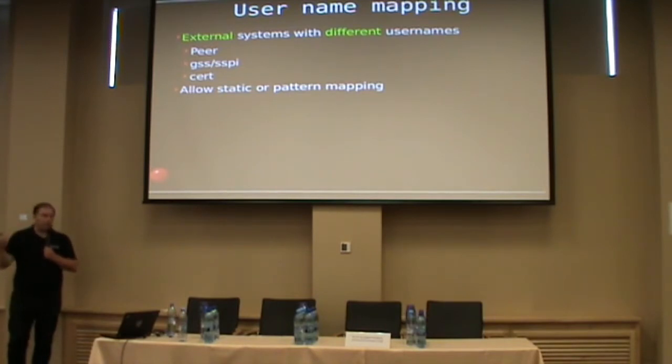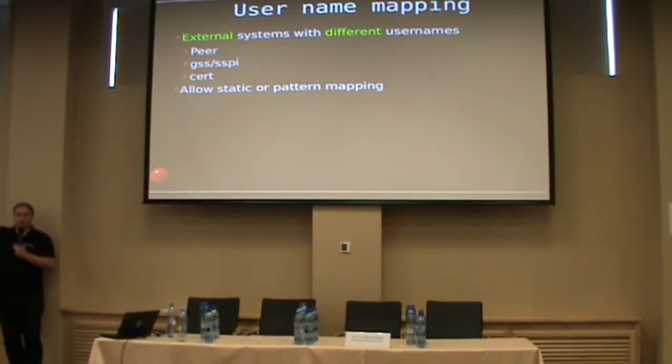The key thing here is for peer, Postgres goes to ask the kernel who is over there. For GSS, it goes asking the Kerberos system who is over there. For example, for LDAP, Postgres gets the username from the client and sends it to LDAP. Username mapping does not apply when that happens. It only happens when Postgres goes out and asks for the username from the external system.